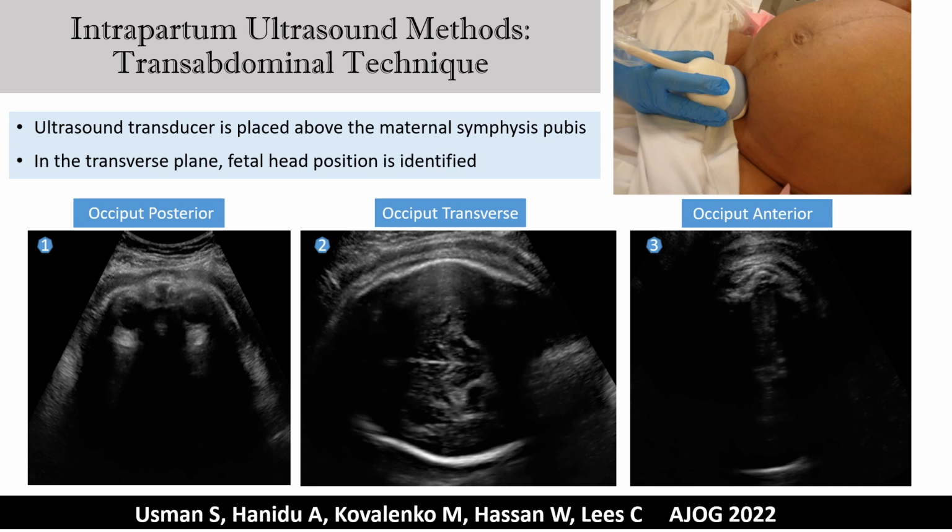It is best performed by placing the ultrasound probe above the maternal suprapubic region in axial and sagittal planes. The marks depicting fetal occiput position are the two fetal orbits for occiput posterior position, image 1, the midline cerebral echo for occiput transverse position, image 2, and the occiput itself and the cervical spine for occiput anterior position, image 3.